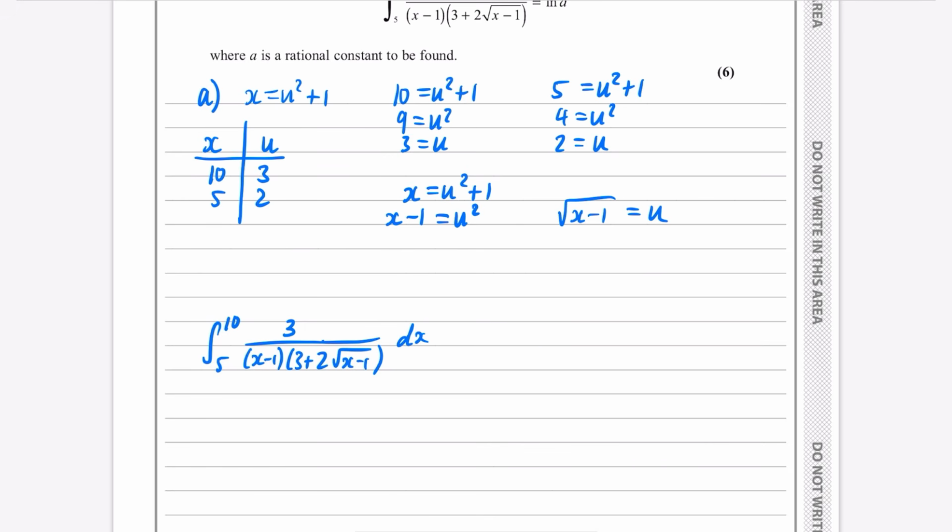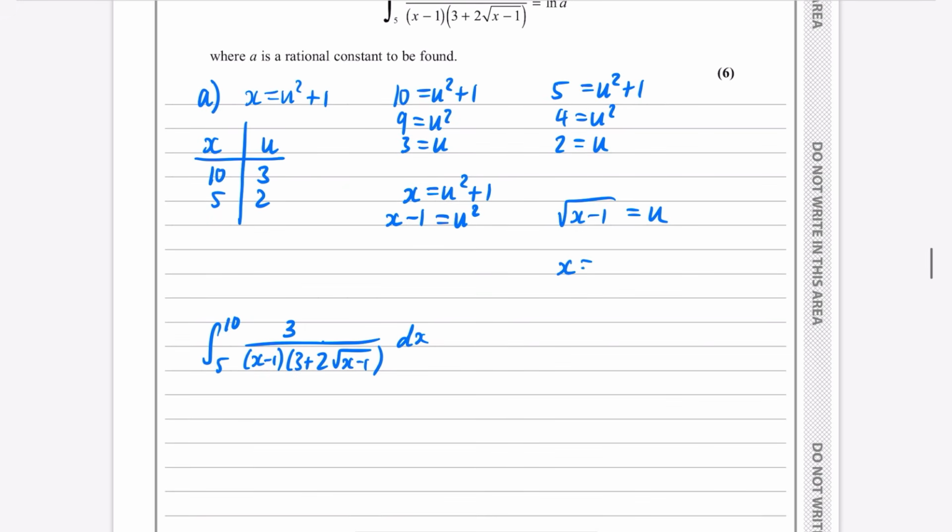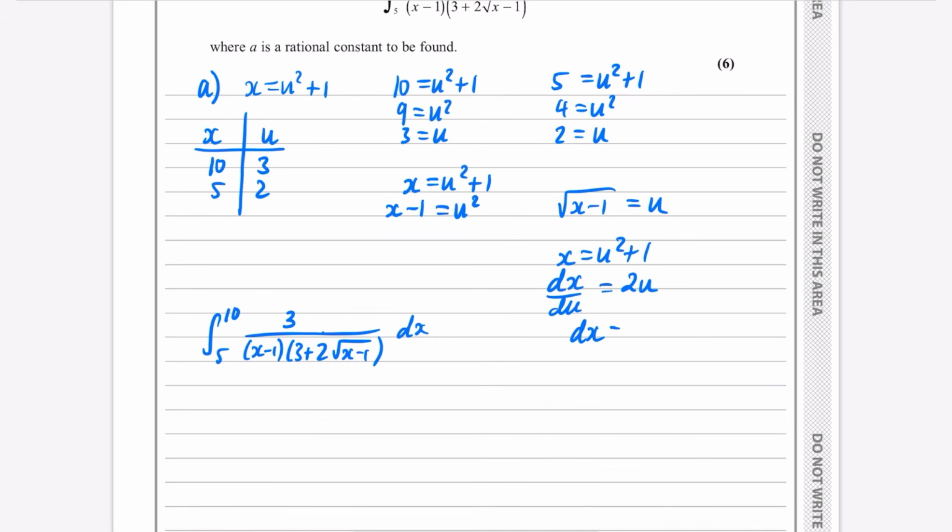Now they've told me at the beginning that x is equal to u squared plus 1. So I'm going to differentiate that so that I get dx/du is equal to 2u. Which means if I'm trying to find out what dx is, it's equal to 2u du.